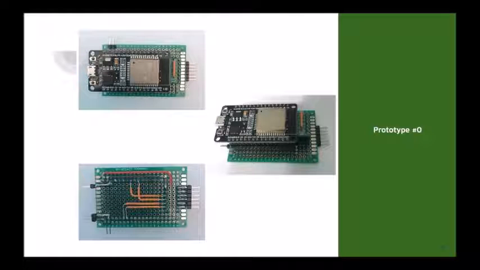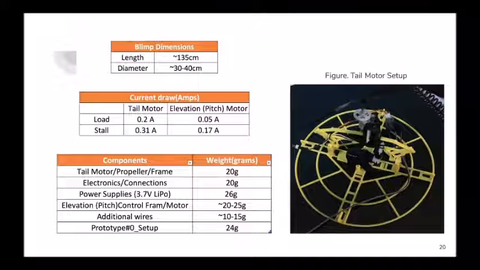Here we have some pictures of the board with the ESP32 and motor driver mounted onto it. We have a top view, a side view, and a bottom view. We are still working with the Air Swimmers Shark Blimp, and we were able to measure the load and stall current draw of our motors. The figure shows our tail motor setup, and the table indicates weight approximations, so you can see that we are working with some weight that can be cut down.